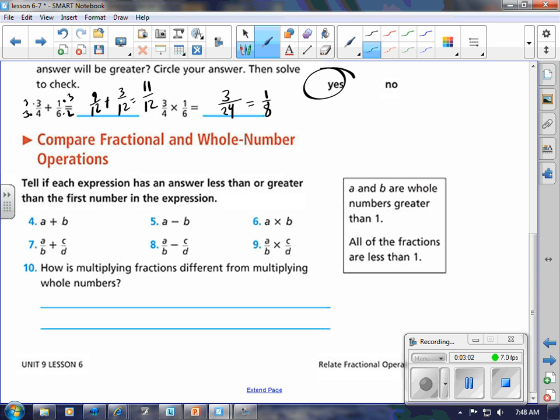The next part is to tell whether the result is going to be greater than the first number of the expression or smaller. When you add, it's going to be greater, right? Because you're adding two numbers together, you get a bigger number than what you started with. When you subtract, it's going to be smaller. When you subtract numbers, you get a smaller number or less. When you multiply whole numbers, you get a greater number, a bigger number than what you started with, but when you multiply fractions, it's less. For fractions, you're taking a part of the group, and for a whole number, you're taking the whole entire group.